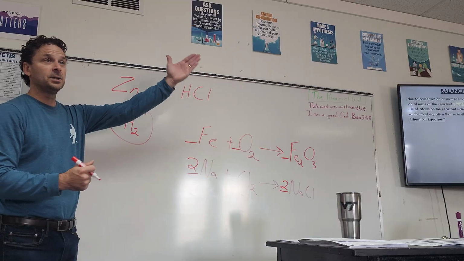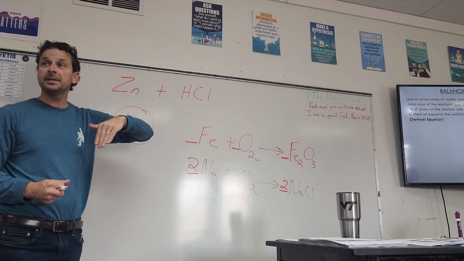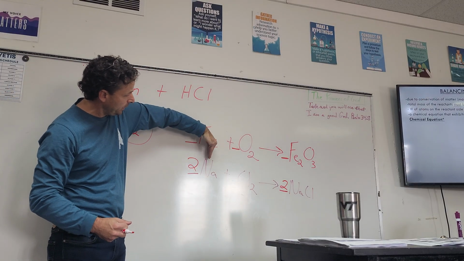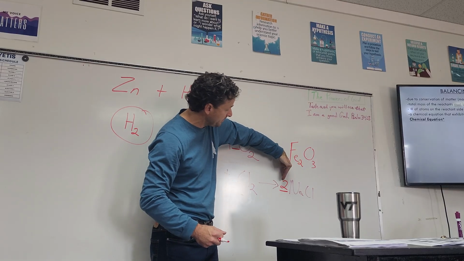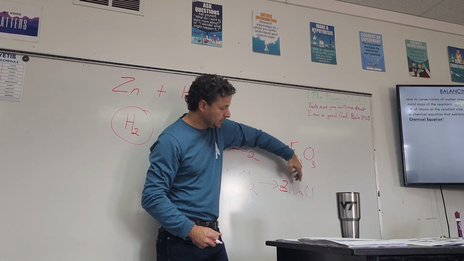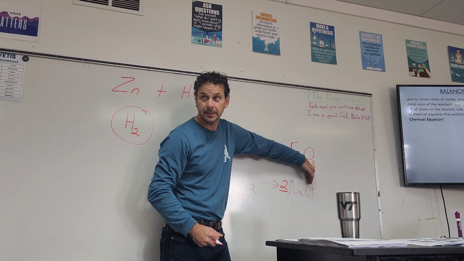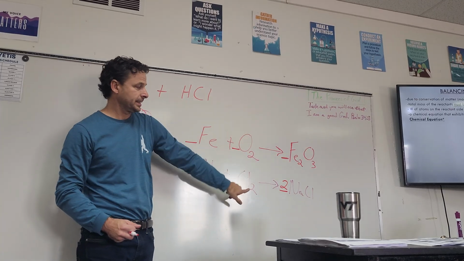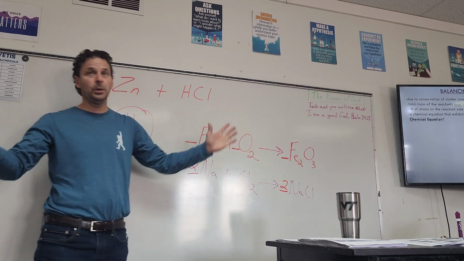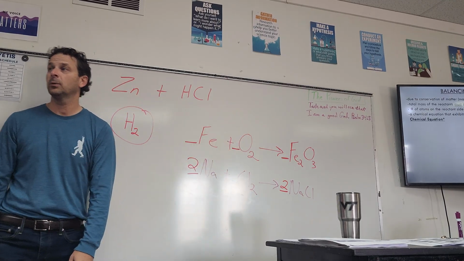Now watch. If I count on both sides, I now have 2 sodium atoms. But this is connected. So if I have 2 sodiums, I also have how many chlorines? 2. That's good, because guess how many chlorines I have here? 2. We're done. That is a balanced chemical equation.